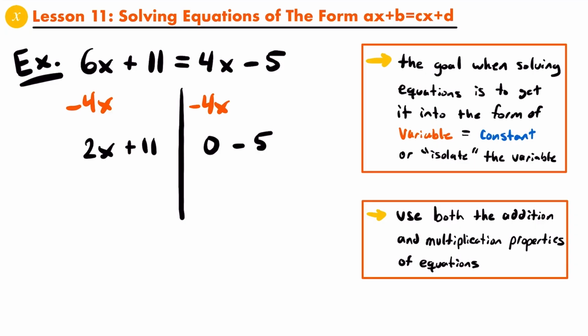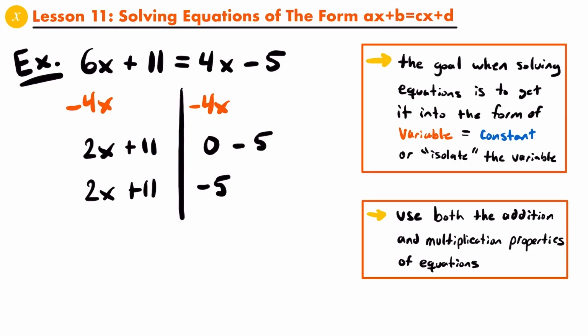Alright, and so now notice what we're left with. We no longer have an equation with a variable term on both sides of the equation. We just have one variable term on one side of the equation. Alright, we are left with 2x plus 11 equals negative 5. And so now, this should look like an equation you already know how to solve.